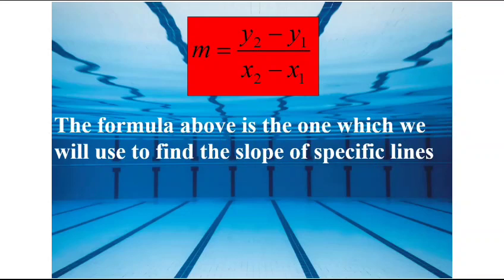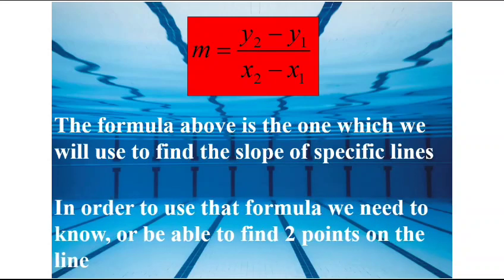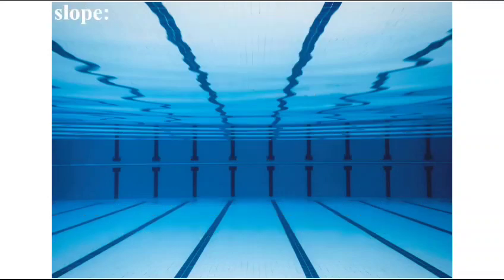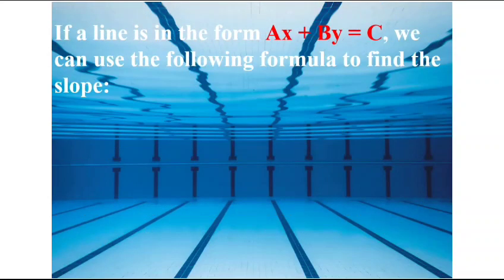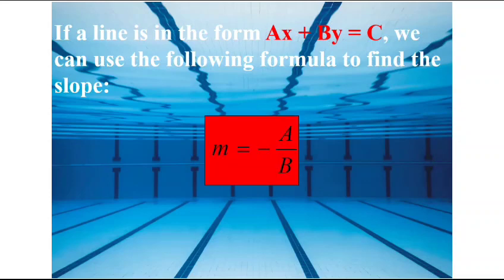The formula above is the one which we will use to find the slope of specific lines. In order to use that formula, we need to know or be able to find 2 points on the line. If a line is in the form ax plus by equal to c, we can use the following formula to find the slope. M equal to minus a by b. That means m equal to negative a over b.